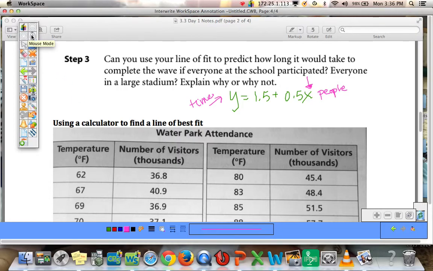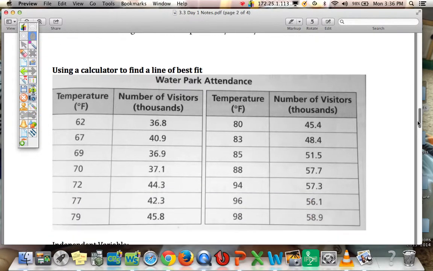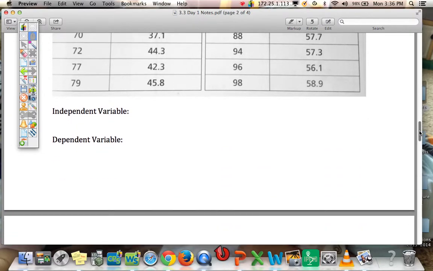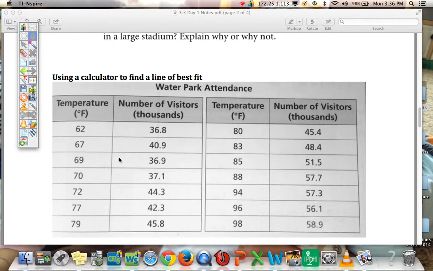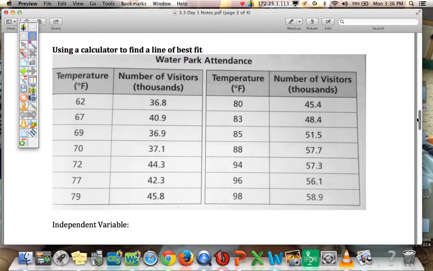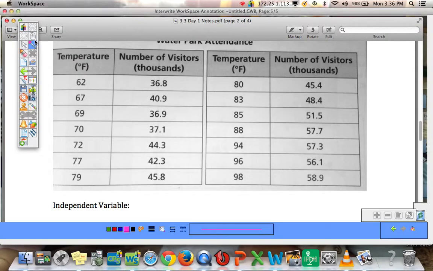Okay, our next question. So we did it by hand. We looked at graphing and finding the slope and the y-intercept. Let's use our calculator to also find the line of best fit. So while I pop up the calculator here, we'll talk about independent and dependent variable. The following data is the temperature and the number of visitors in thousands to a water park. So we're going to enter this data into a list. You could also do it by hand and come up with the line of best fit. So think about which variable does not depend on the other one.